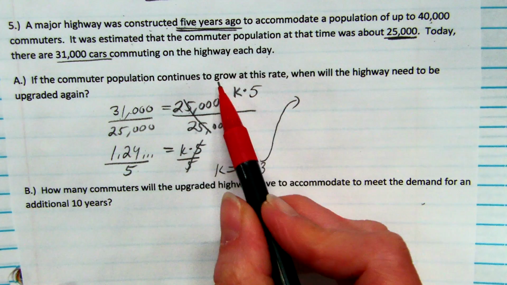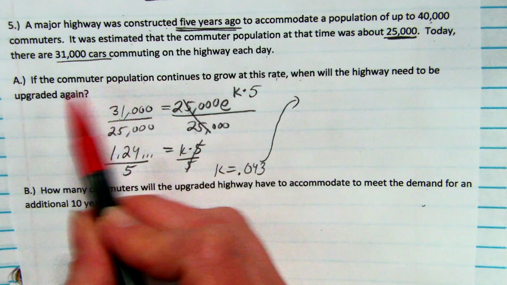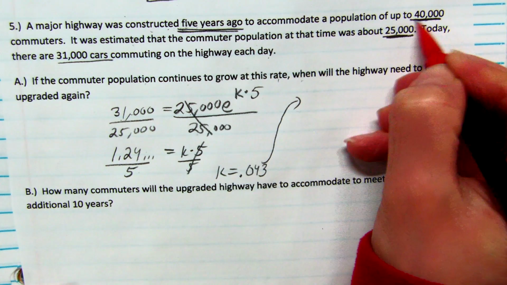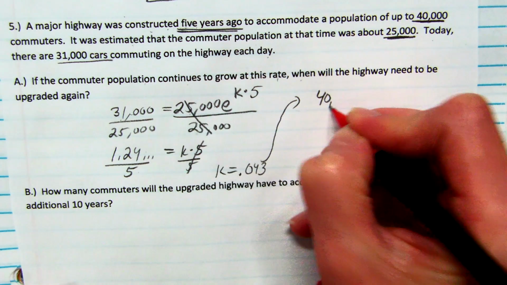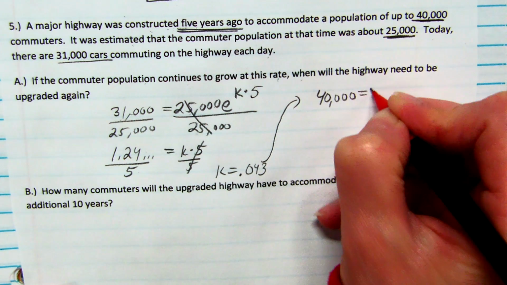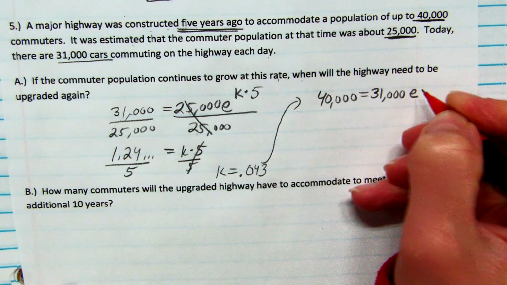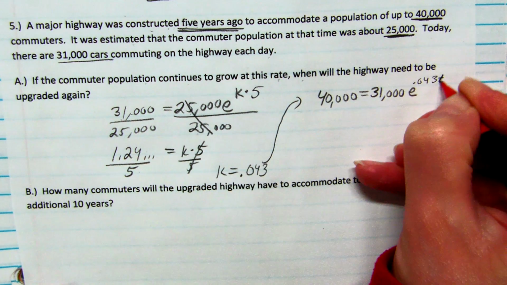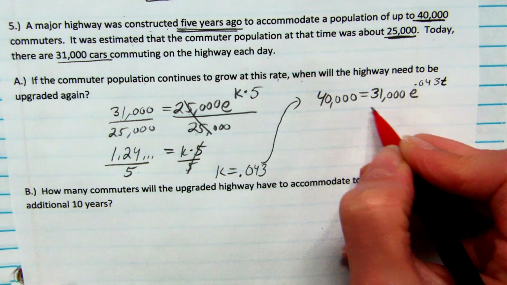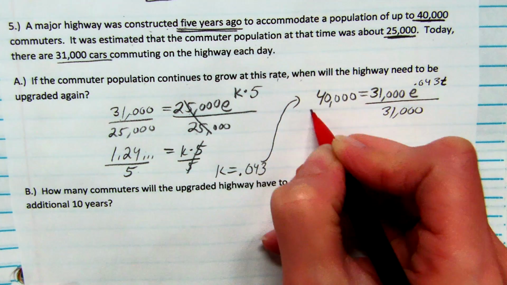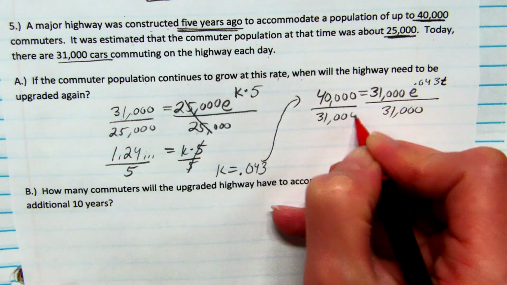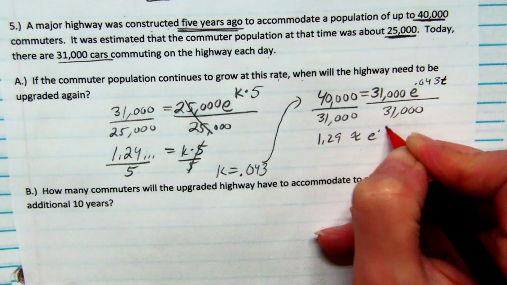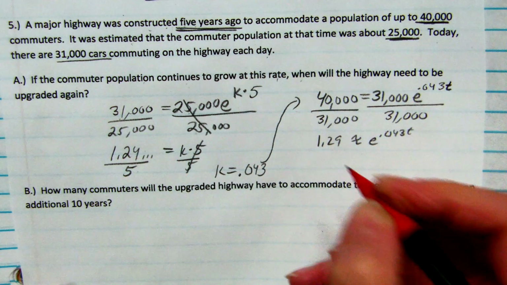If the commuter population continues to grow at this rate, when will the highway need to be upgraded again? So right now it will hold up to 40,000 people. So we're going to make 40,000 the new number in the future. Currently we have 31,000, and then we'll use e to the 0.043t, and we're going to solve for time. So divide by 31,000. We get about 1.29 equals e to the 0.043t.